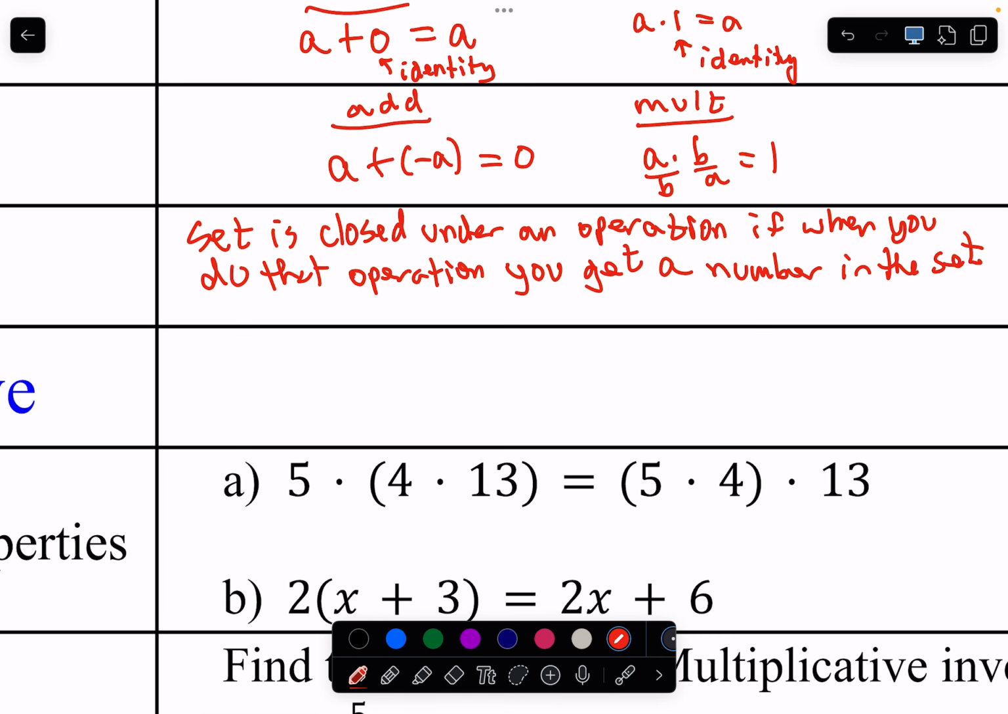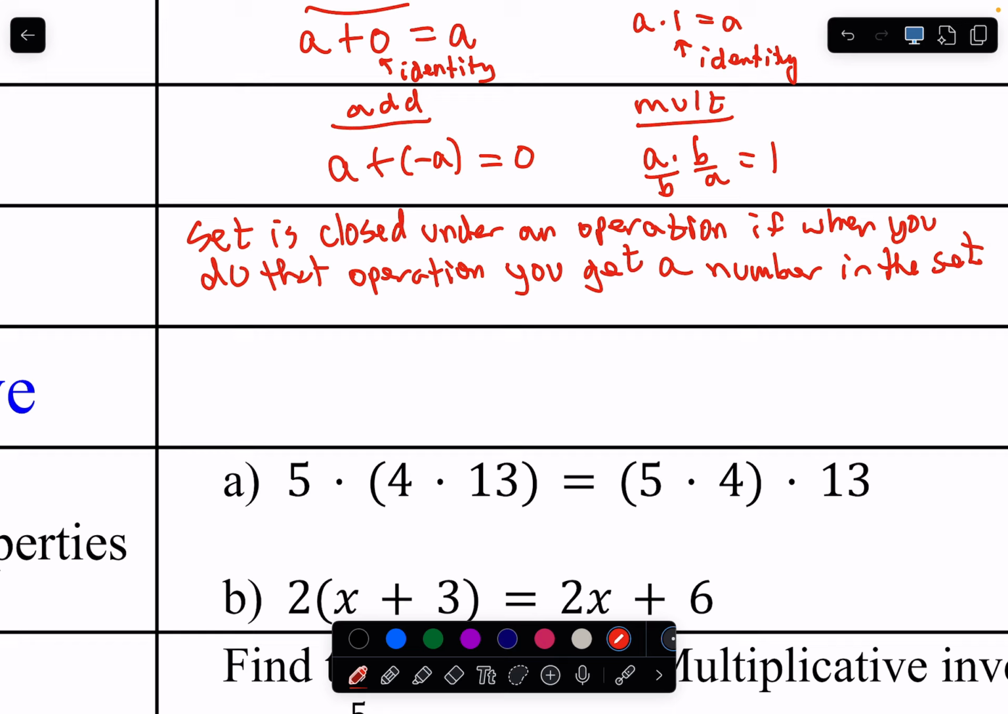A set is closed under an operation if when you do that operation, you get a number in the set. Okay, let me give you some examples. The integers are closed under addition and subtraction and multiplication. If I add 2 integers, still getting an integer. Subtract 2 integers, still getting an integer. Multiply 2 integers, still getting an integer.